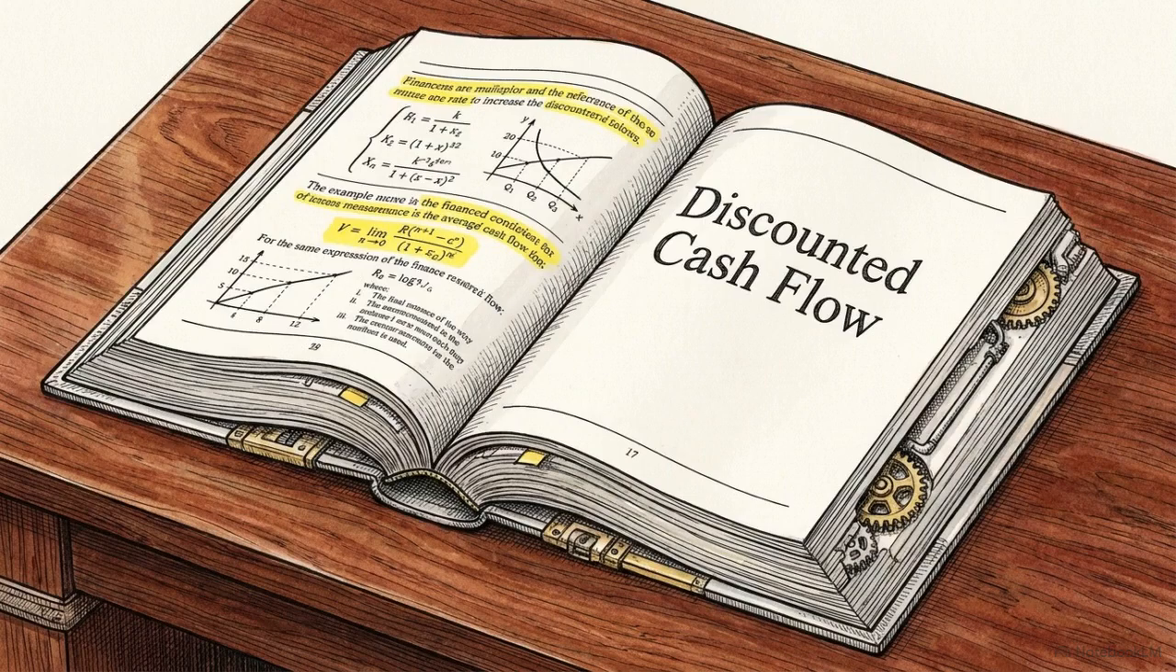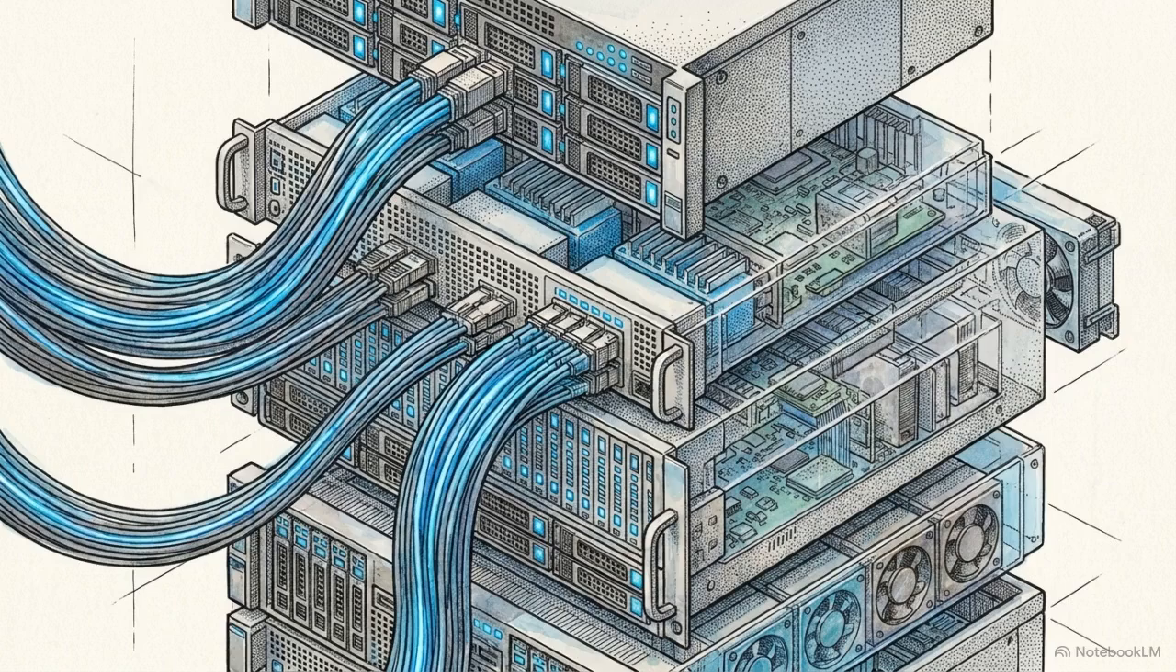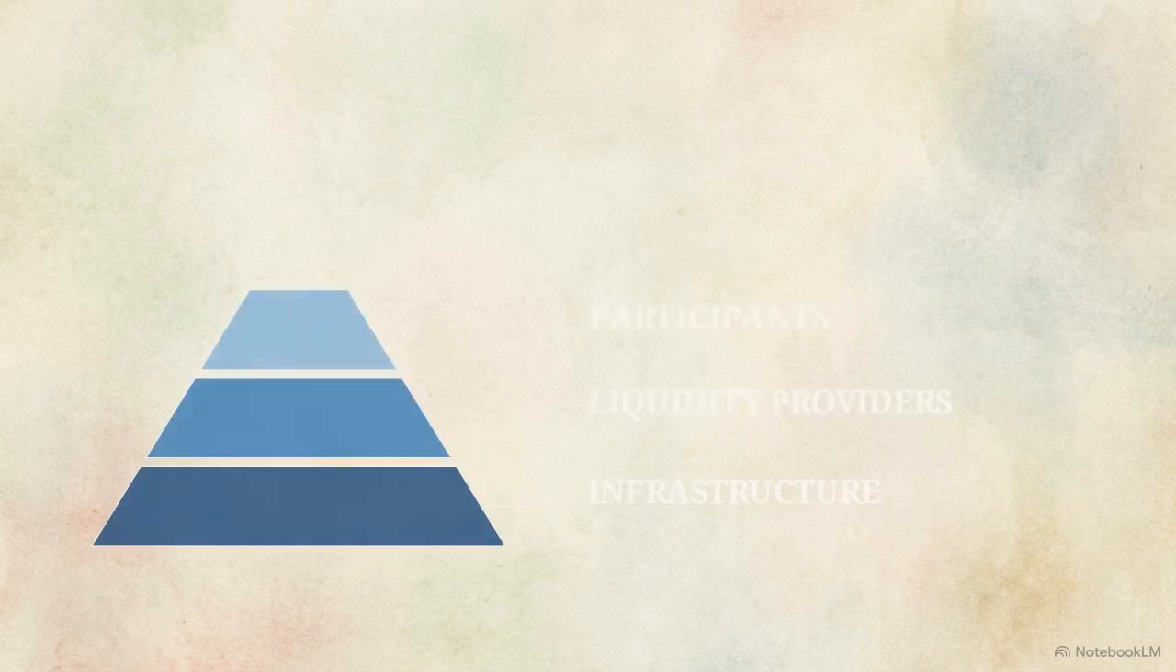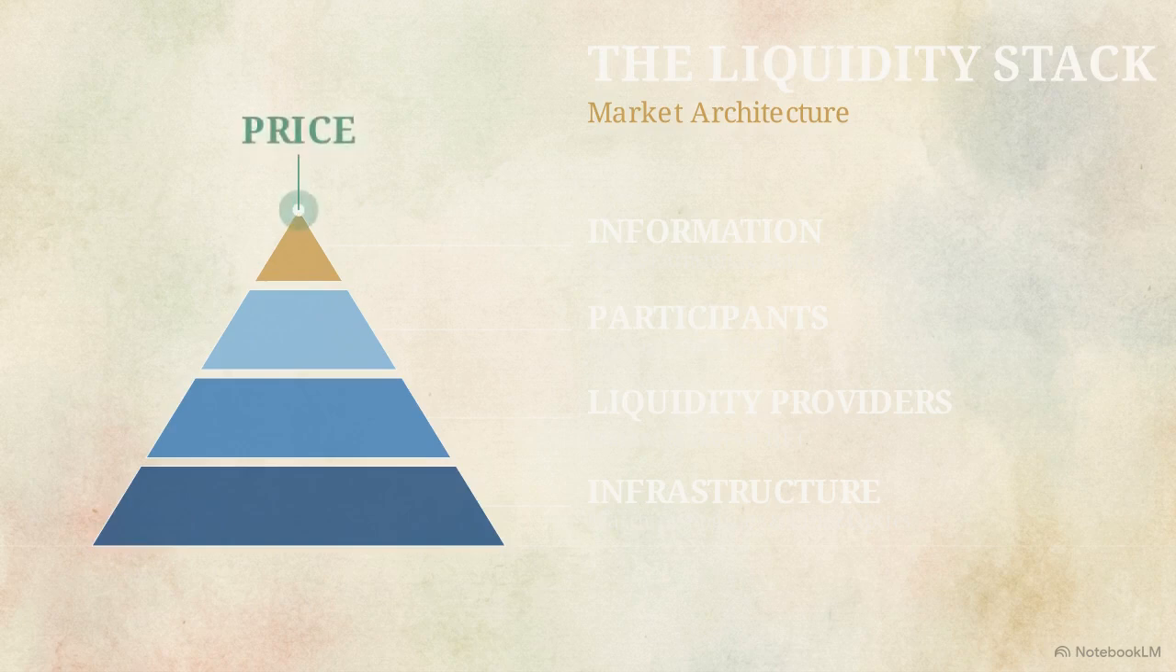a company's shares. Textbooks often describe a stock trading at its discounted cash flow value, a measure of future earnings. In the high-frequency reality of the exchange, that is a comfortable fiction. This diagram illustrates what actually sets a stock price. We call this architecture the liquidity stack. A price is an emergent property of this tiered, mechanical system.